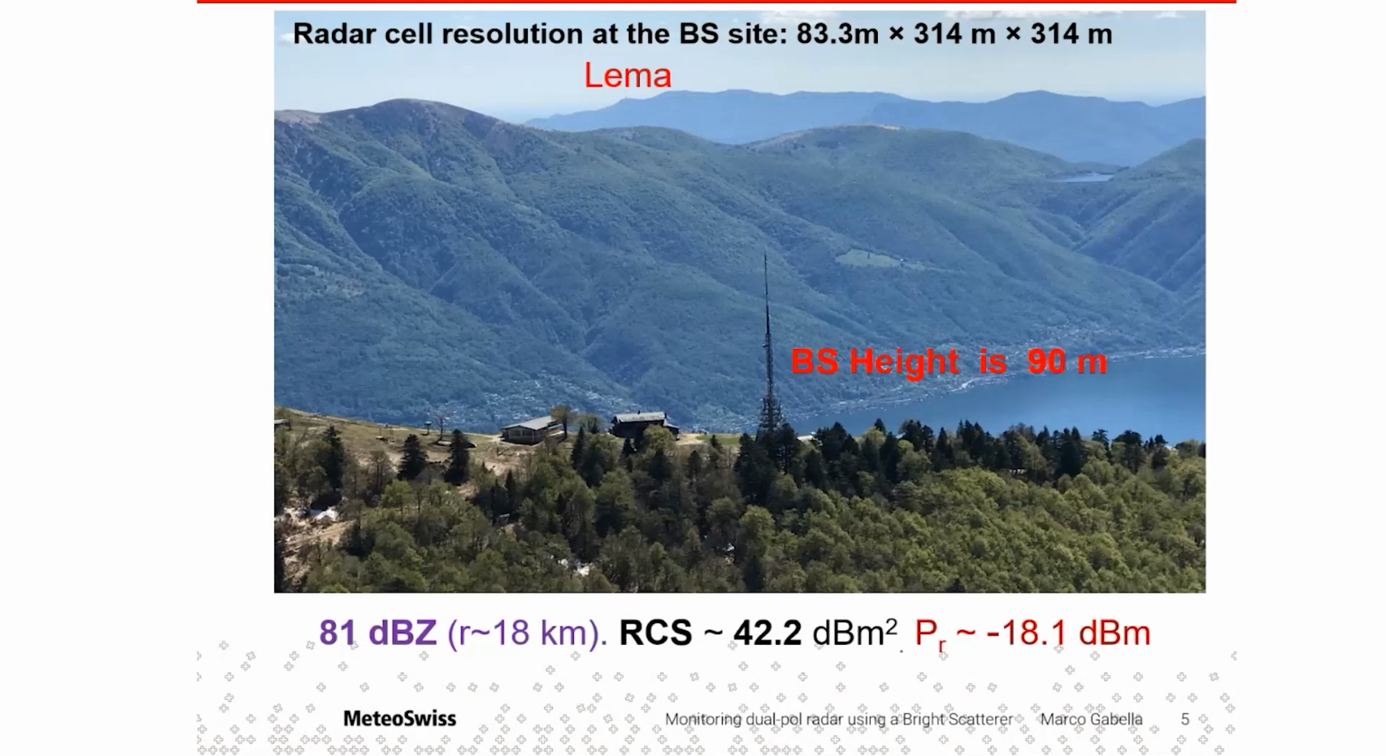In this case, a metallic tower, 90 meters tall. And since the range is 18 kilometers, the resolution in azimuth and in elevation is 100 times pi. And in range, we use a pulse width of 500 nanoseconds, so around 75 meters. So it contains the target. And with this configuration, we get a signal of the order of 80 dBZ, which means minus 18 dBm, not too far from the saturation point at minus 10 dBm.